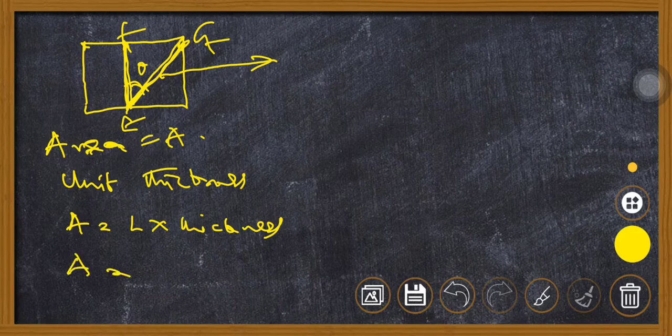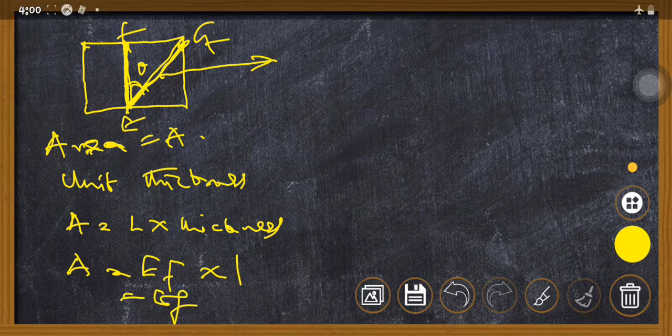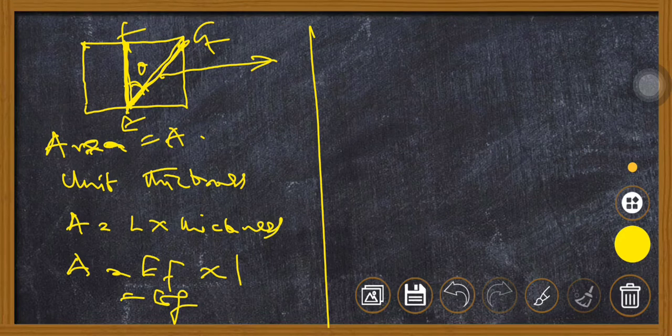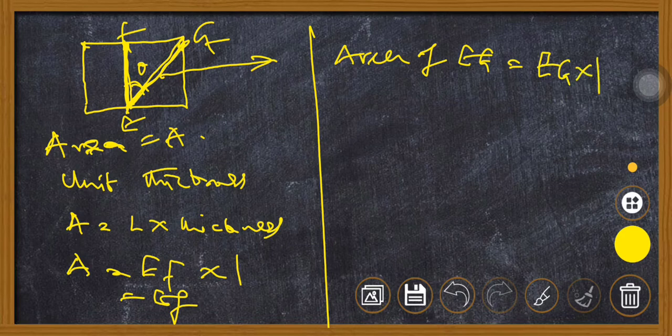So the area of EF will be equal to the length of EF, which is this plane, multiplied by unit thickness, and the area will still remain EF. Now, what about the area of EG? The area of EG will be equal to the length of EG multiplied by 1, because don't forget I said this material is of unit thickness. Now, what is my EG?